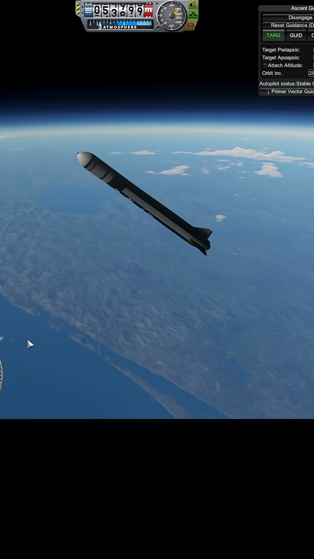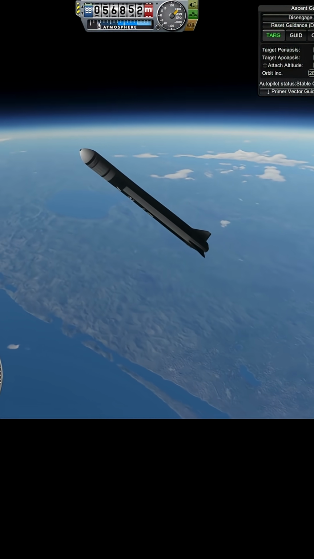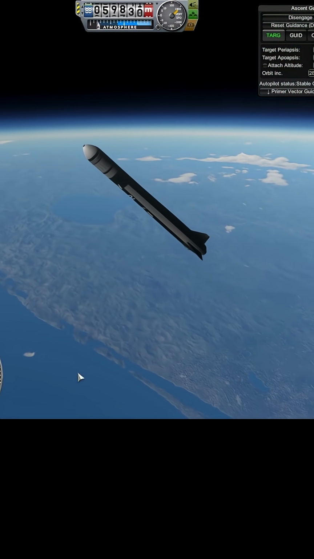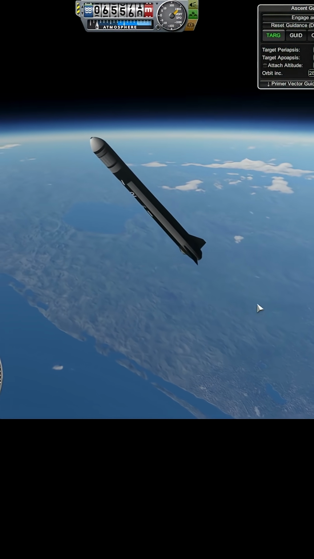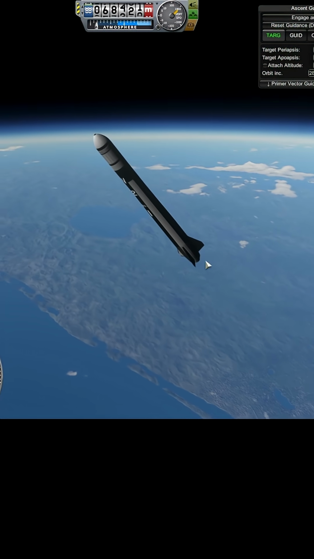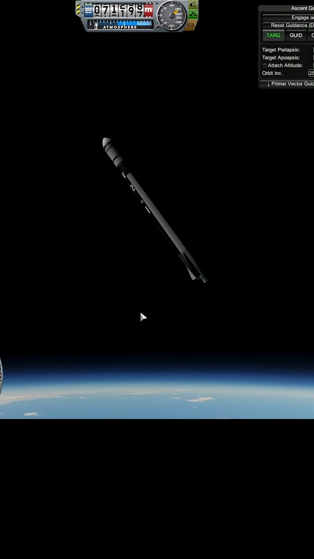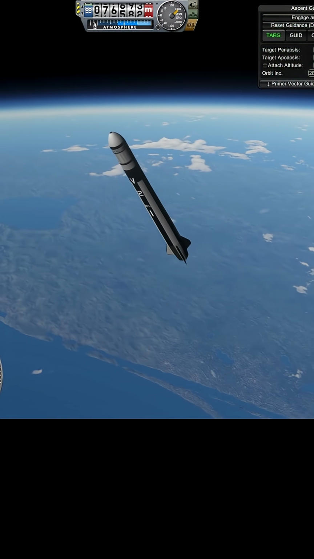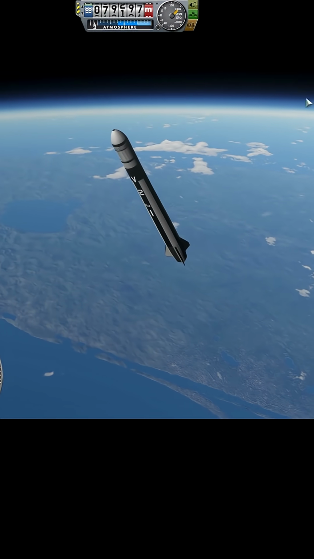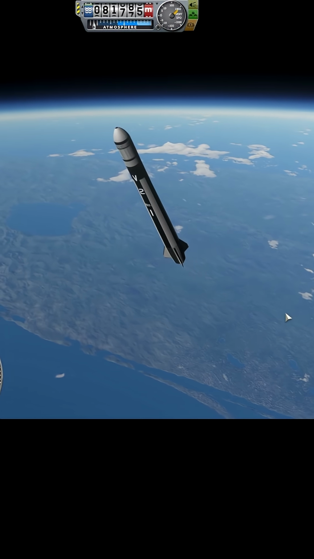Engine ran the length that it was expected to run. We got 163 kilometers on the apogee. This thing is completely out of control now, because the only means of attitude control is the gimbling in the A4 engine. So it's just going to tumble now. So I'm going to turn off MechJeb. It's not doing anything for me.